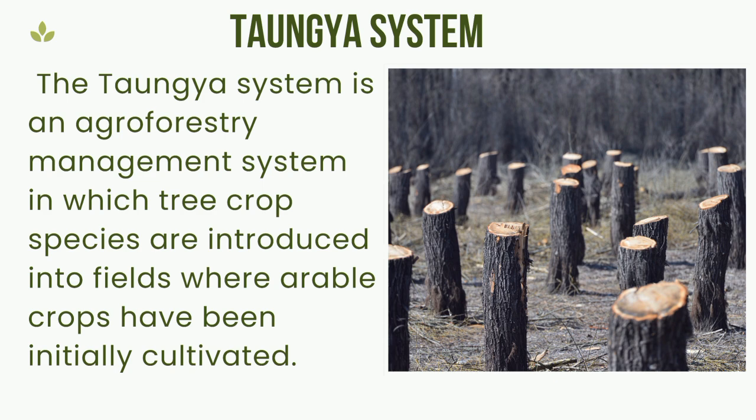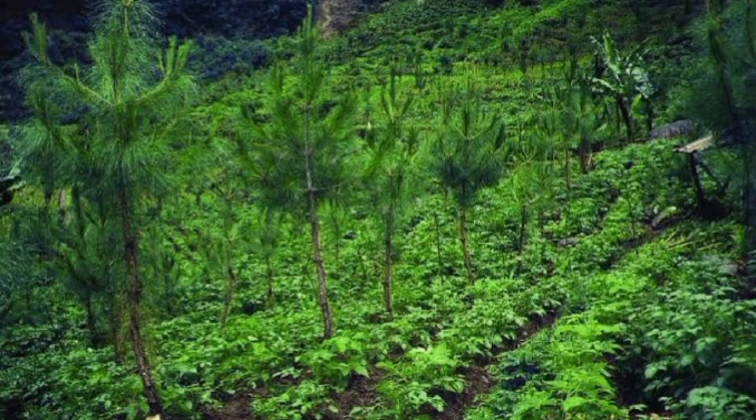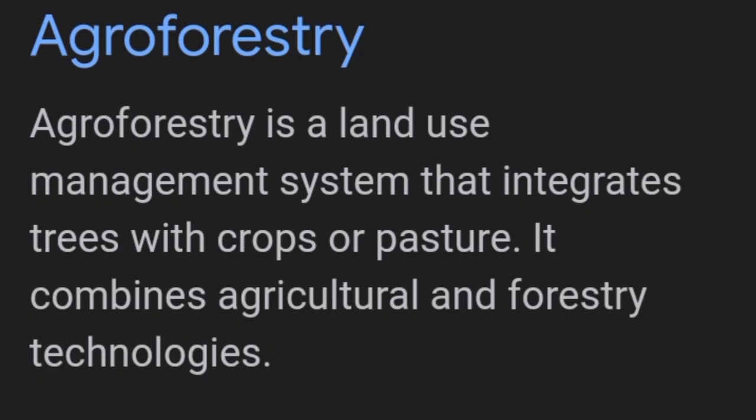The last one that we have is the Taungya system. Taungya system refers to the practice of growing food crops and forest trees together on a piece of land at the same time. Taungya system is also called agroforestry. From the word agroforestry, agro refers to food crops like yam, like cassava, like rice, like orange, like other fruits. Forest trees cultivated together with them on a piece of land at the same time is called agroforestry.